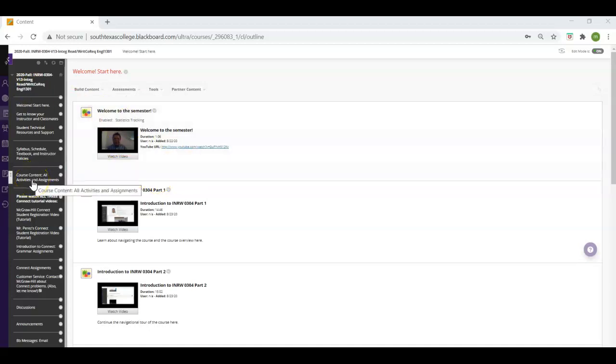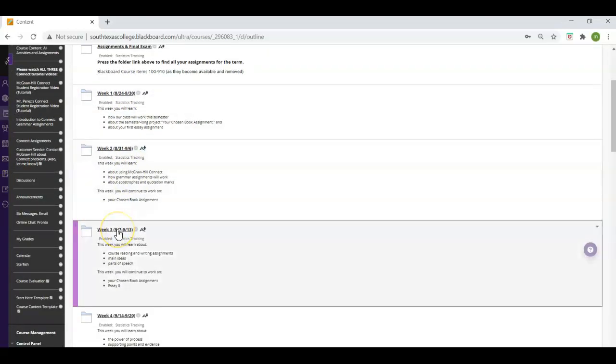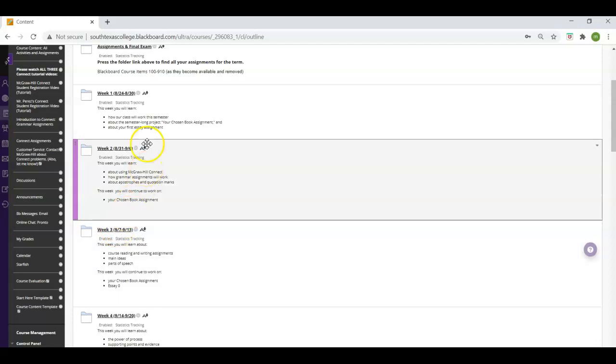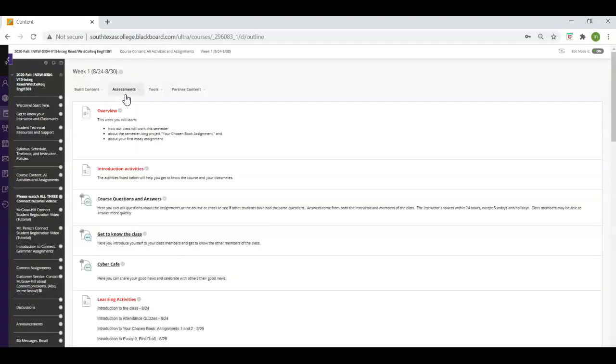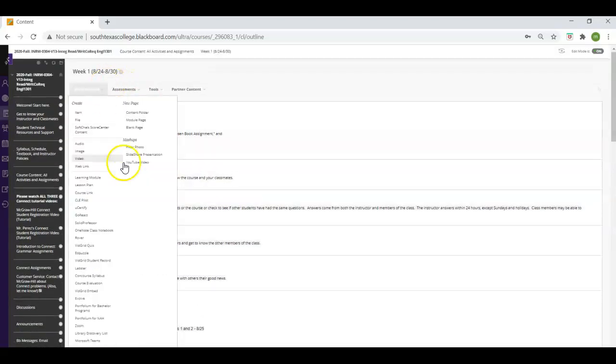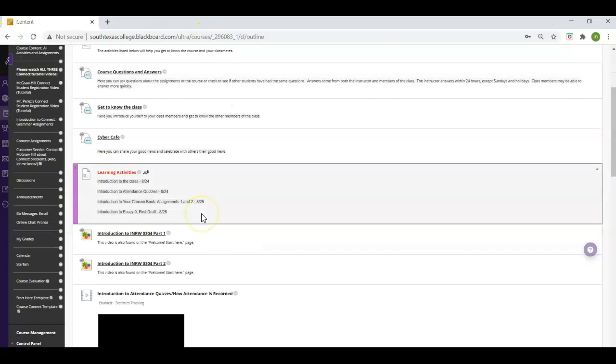A good place to start, other than the Welcome Start Here page, is to go to the course content, all activities and assignments. We're now going to be on week 3. Now, let me click on week 1 though. If I press that link, it takes us to the week 1 page, right? A folder that took us to that page.